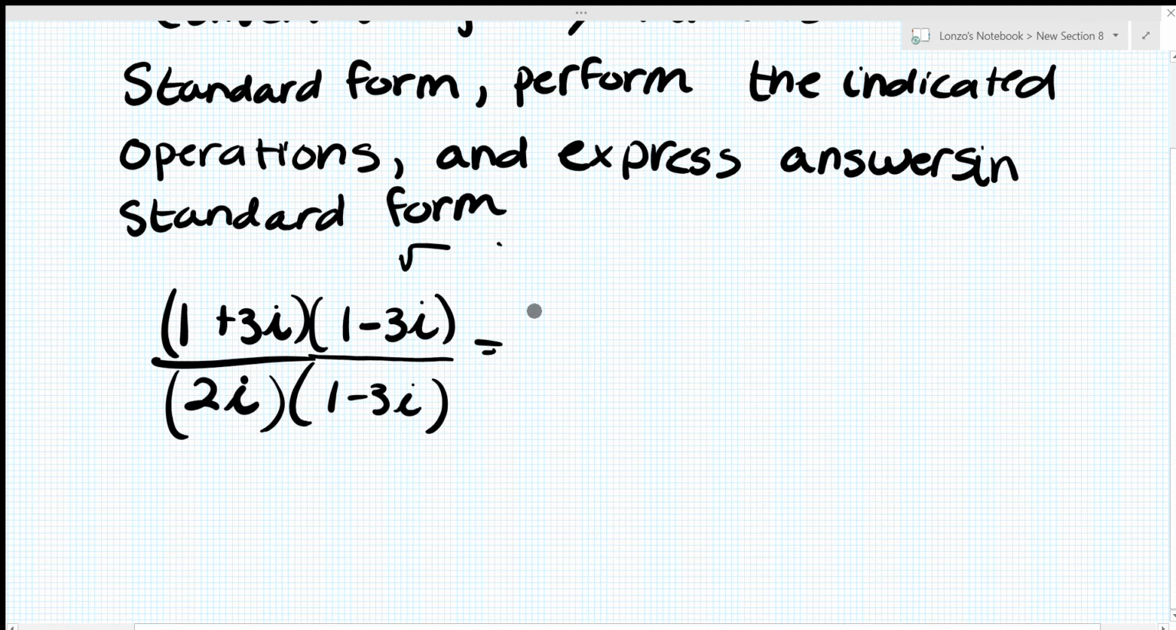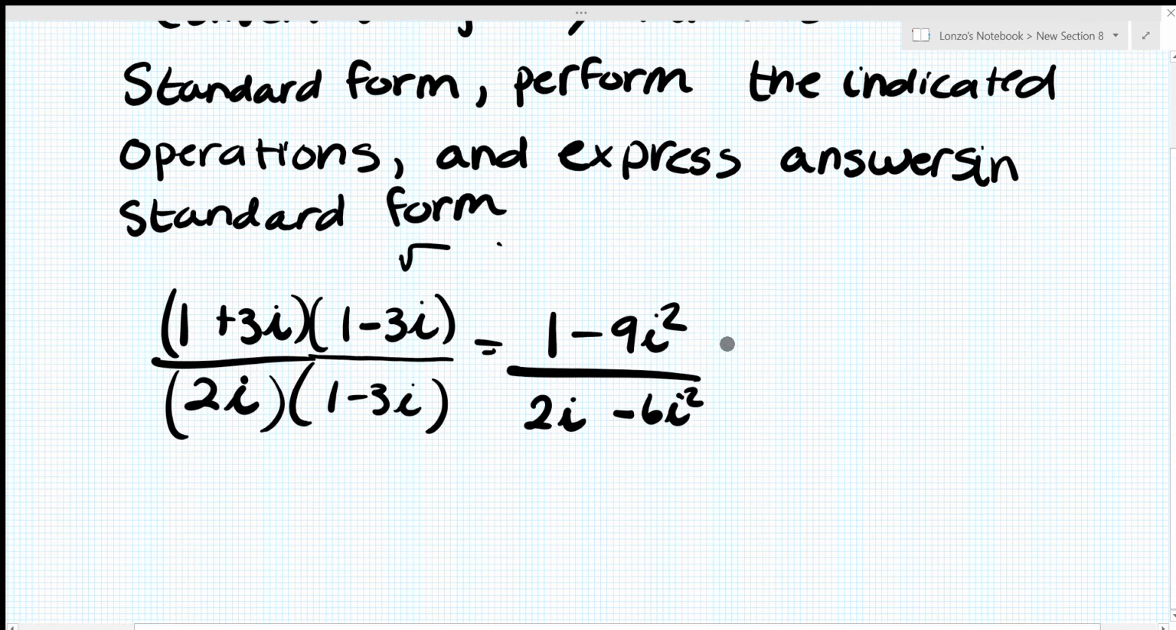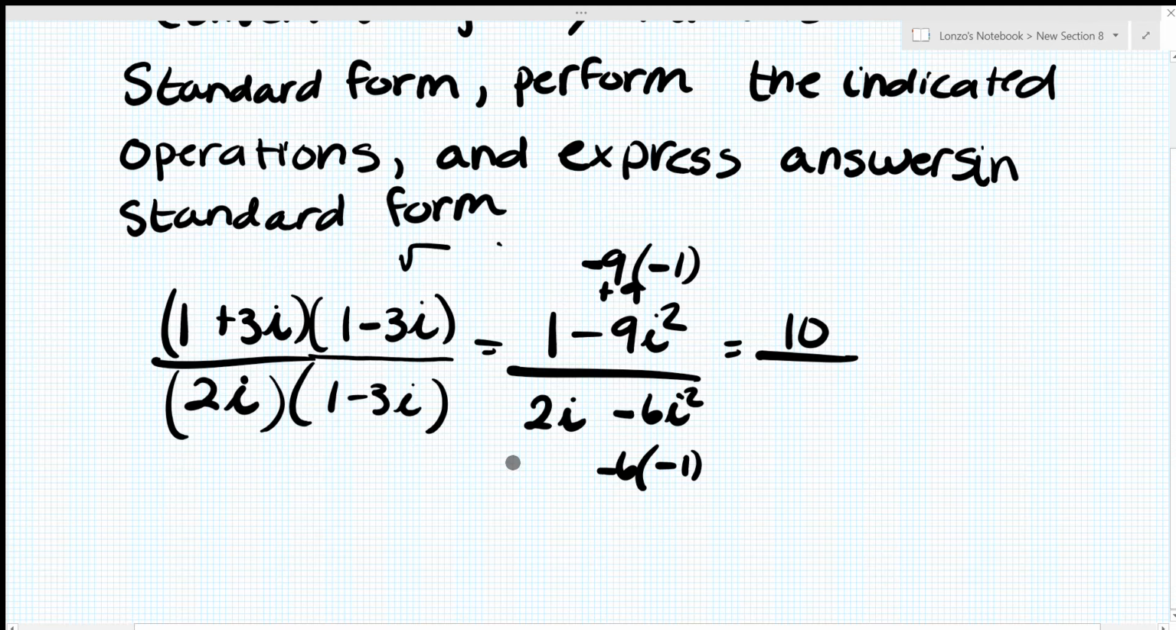So the numerator is the perfect square. So when you do the perfect square, you're going to get 1 minus 9i squared over, and when you FOIL out the denominator, you're going to get 2i minus 6i squared. So let's fix the numerator. So i squared is -1 times -9. So two negatives becomes a positive 9. So 1 plus positive 9 is 10. I'm doing the denominator. i squared is -1 times -6, and then 2i. So two negatives becomes a positive, so it's 2i plus 6. So our denominator is 2i plus 6.